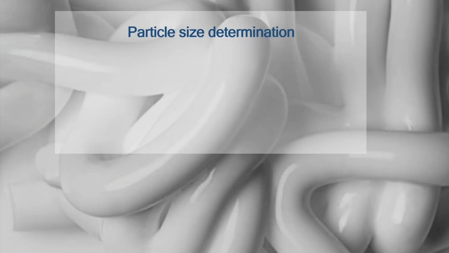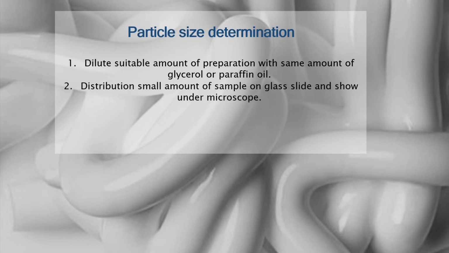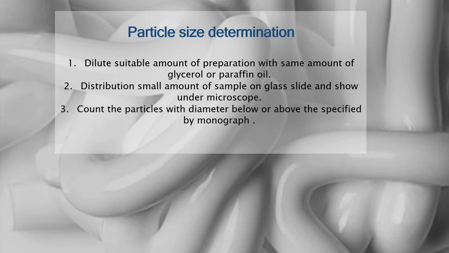Particle size determination. 1. Dilute a suitable amount of preparation with the same amount of glycerol or paraffin oil. 2. Distribute a small amount of sample on a glass slide and observe under a microscope. 3. Count the particles with diameter below or above that specified by the monograph. 4. Compare with the accepted percentage.